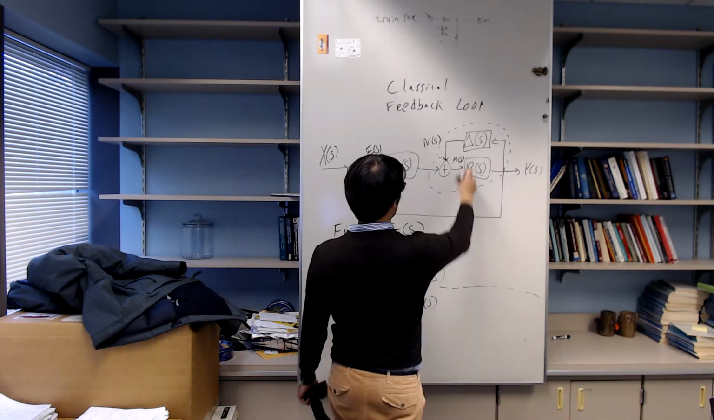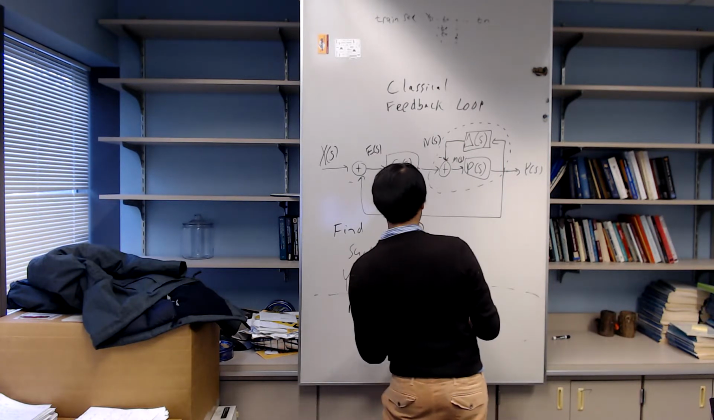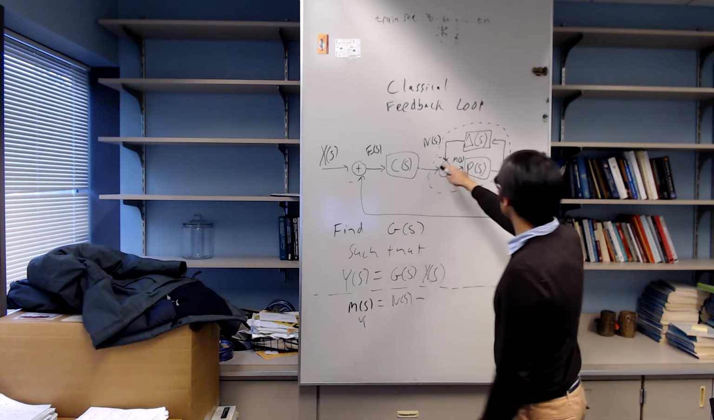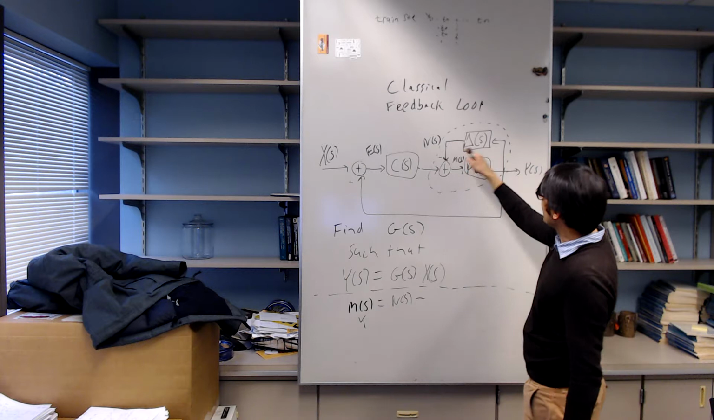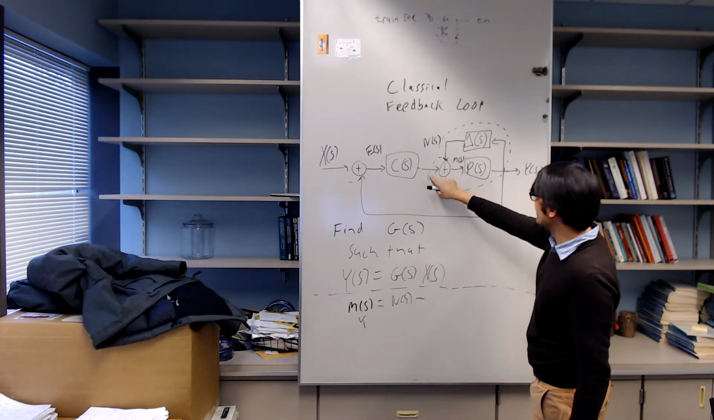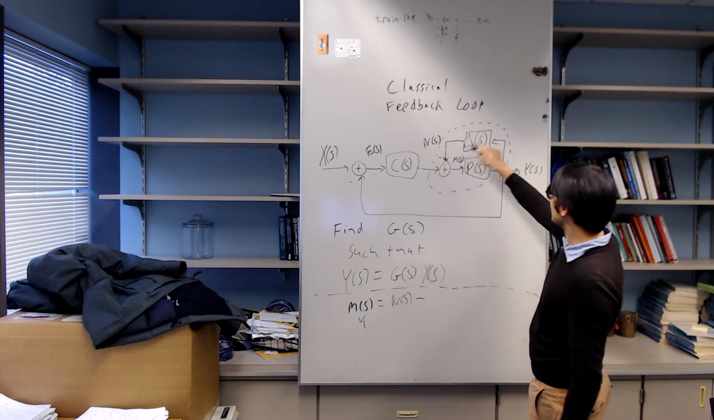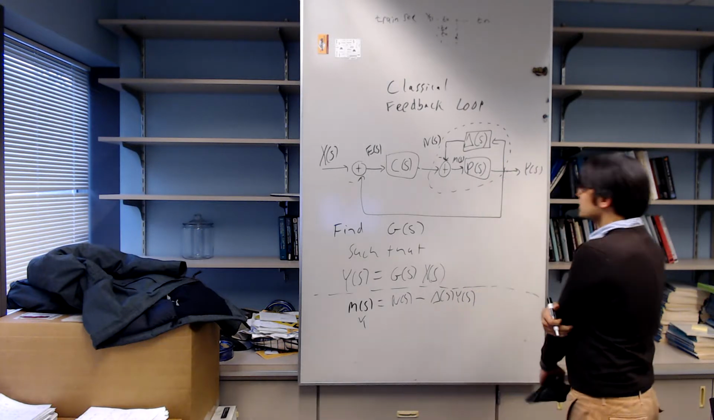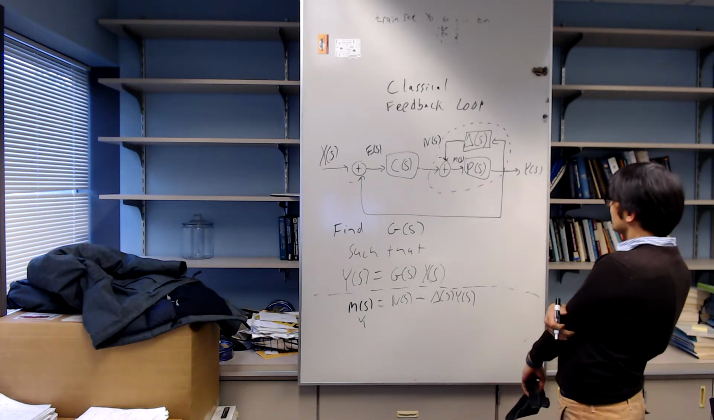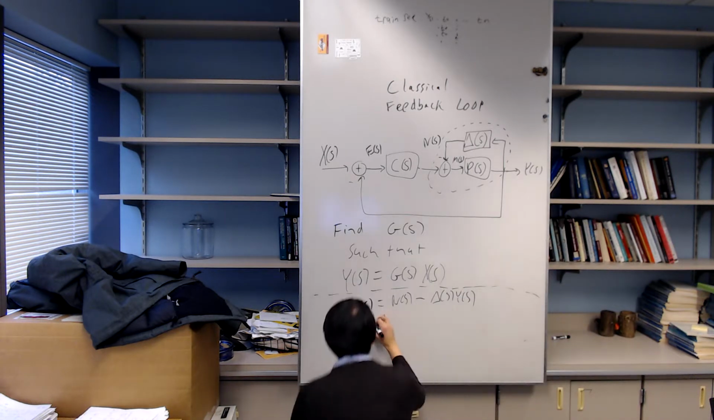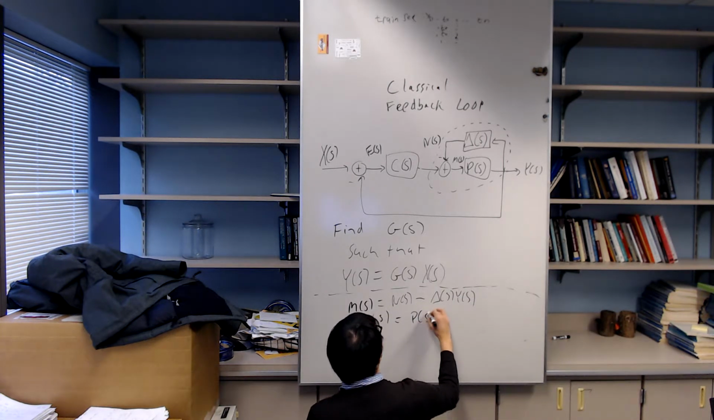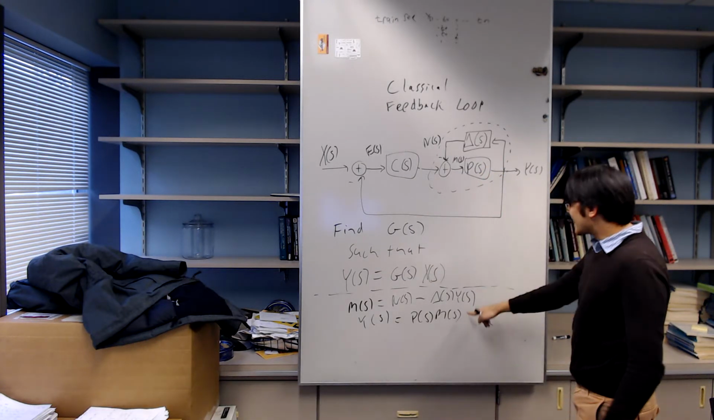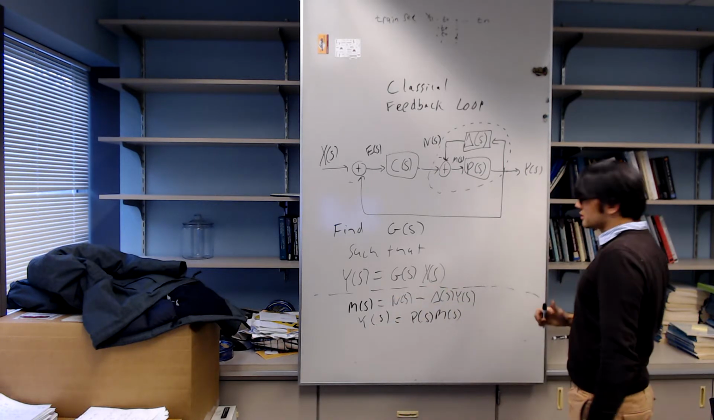So what we're going to want to have is M of s equal to delta s, actually equal to N of s minus, so that we get the N of s coming into here, and then this intermediate signal is this minus what's out of here, which is delta s minus y of s. All right, so we've got that expression for that intermediate signal. And then we know that y of s is equal to p of s, m of s.